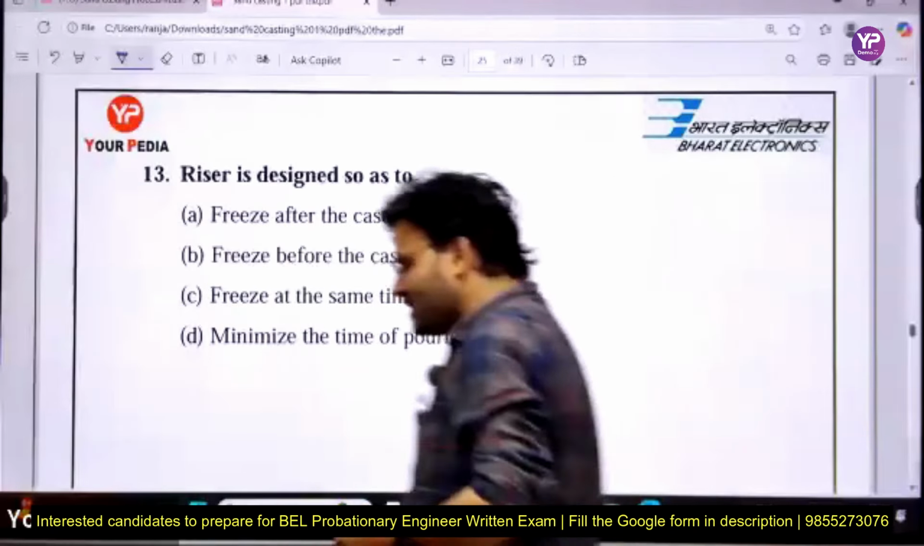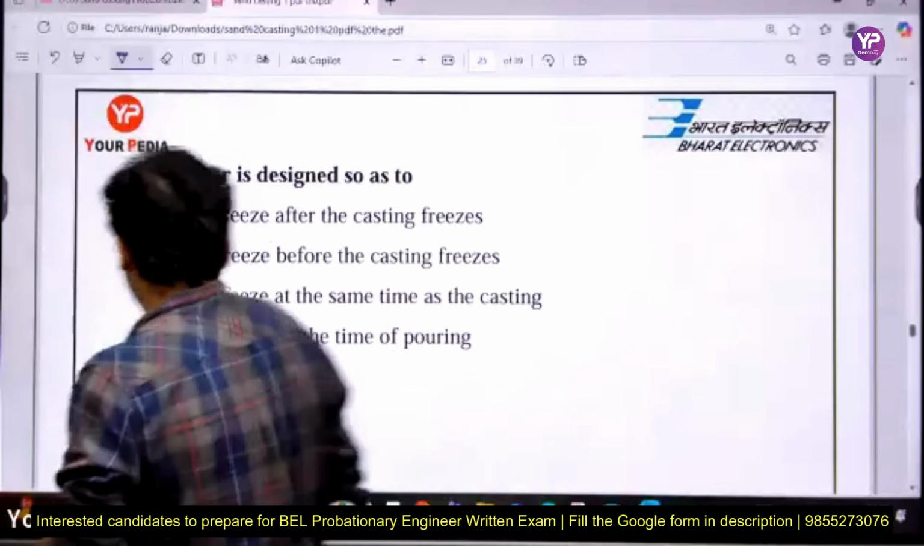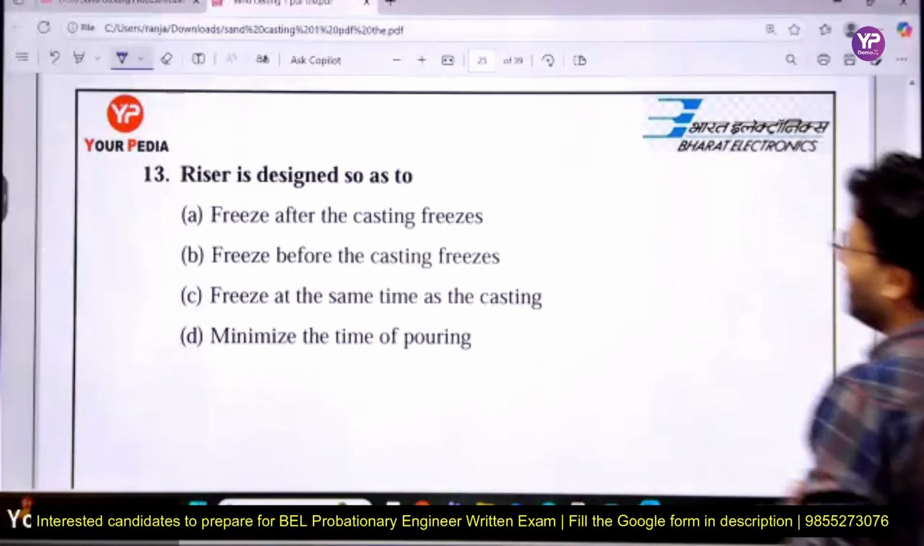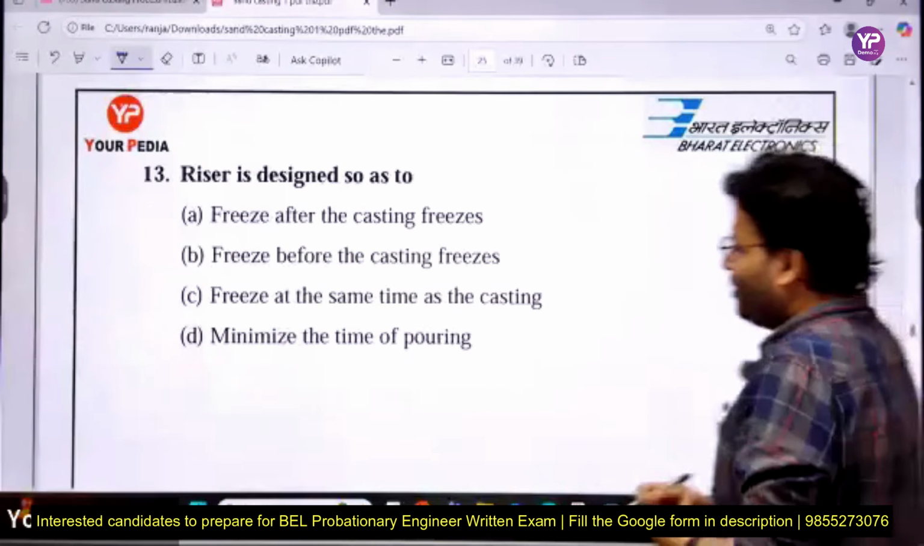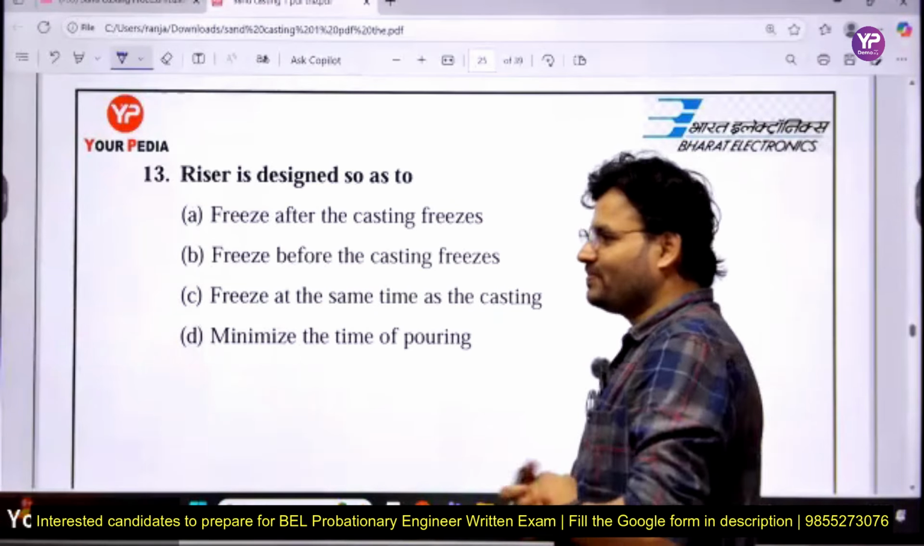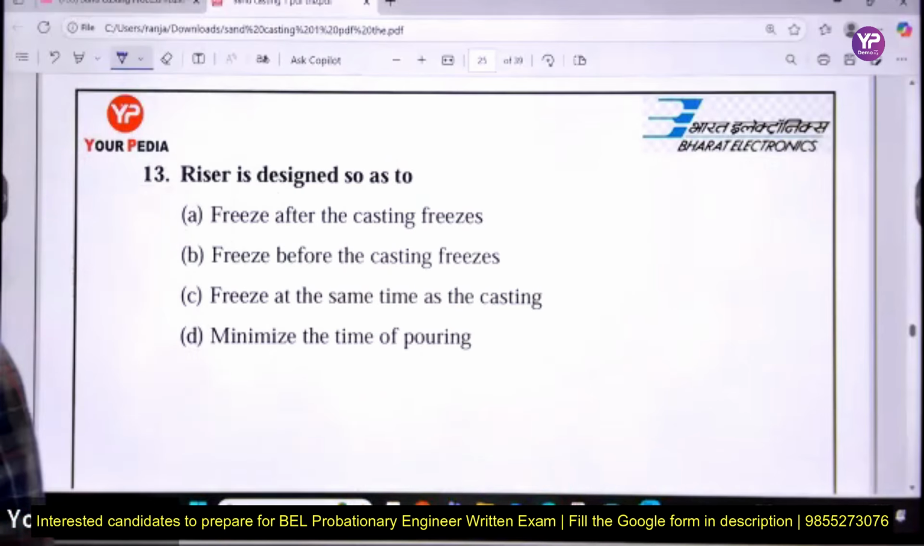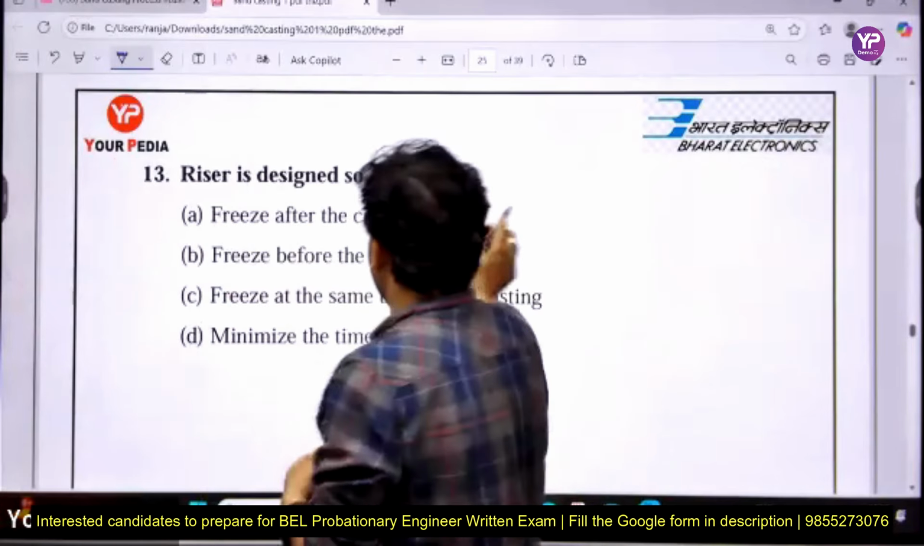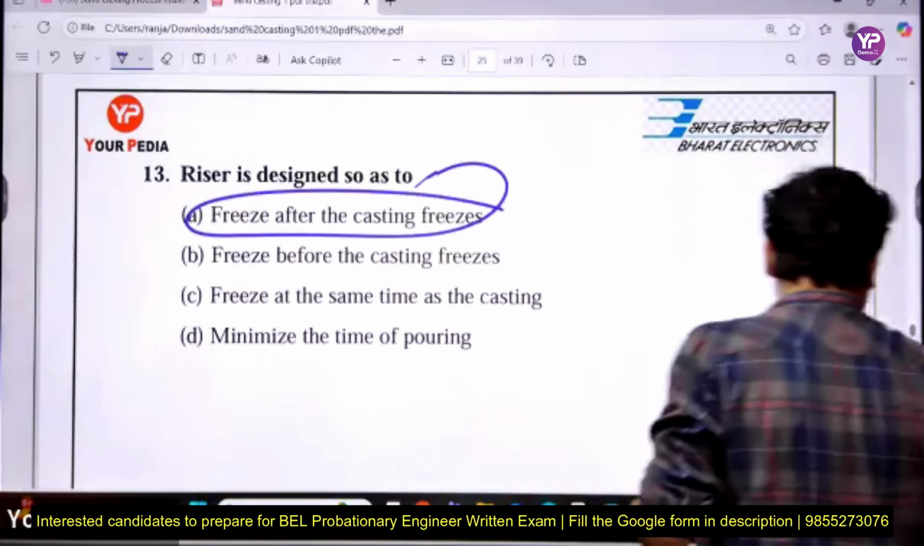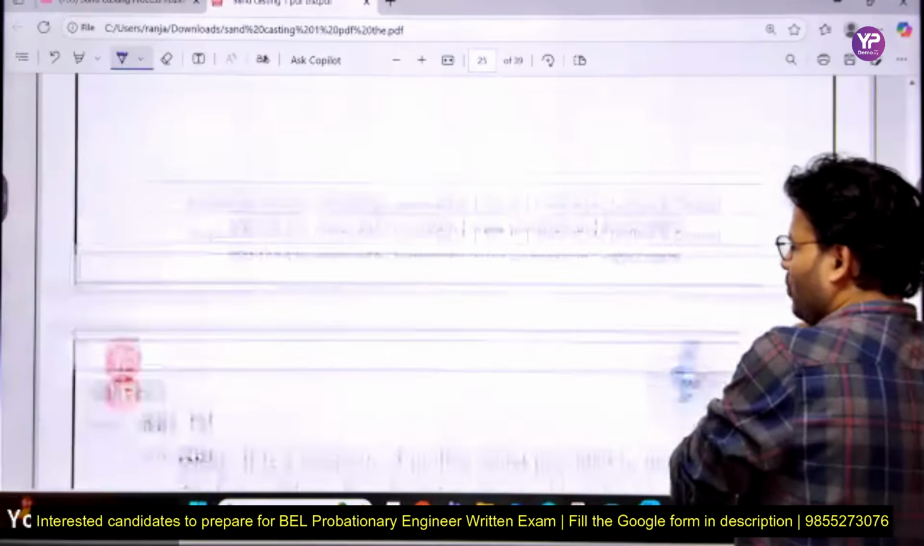I think you can answer that question very easily. Riser design, obviously: freezes after casting freezes. What can you say is the answer? Tell me fast. It is again an easy question. Yeah, right, freezes after casting freezes. Everyone can answer that question.